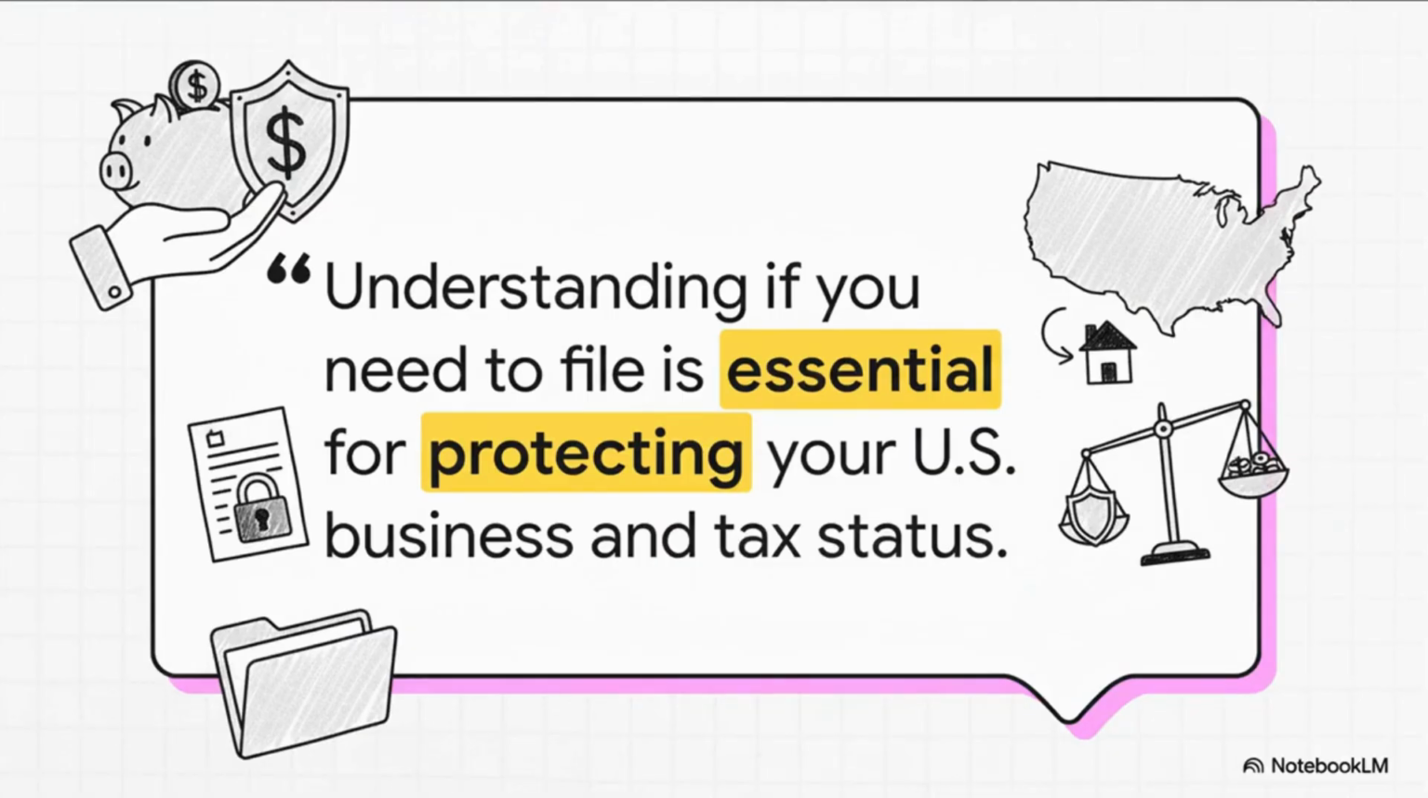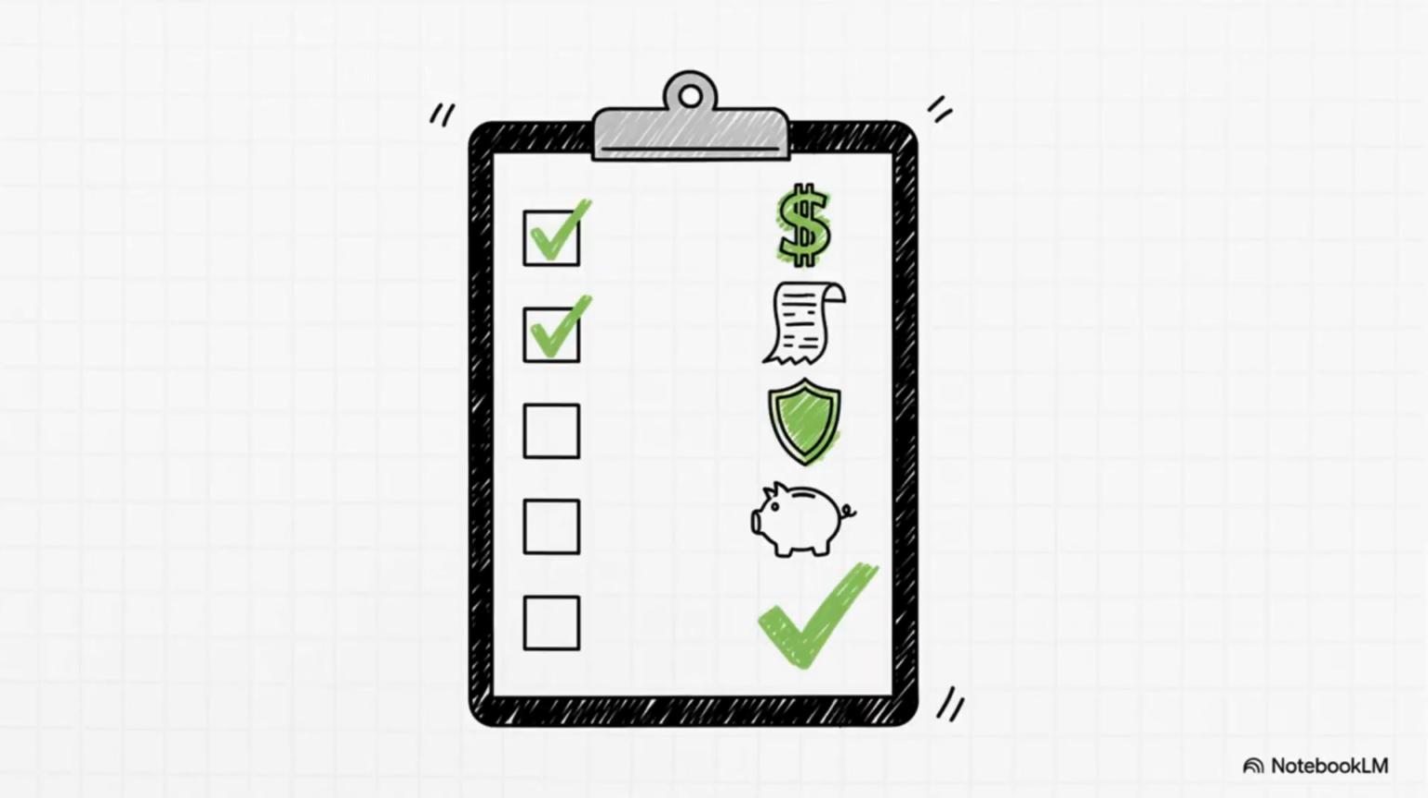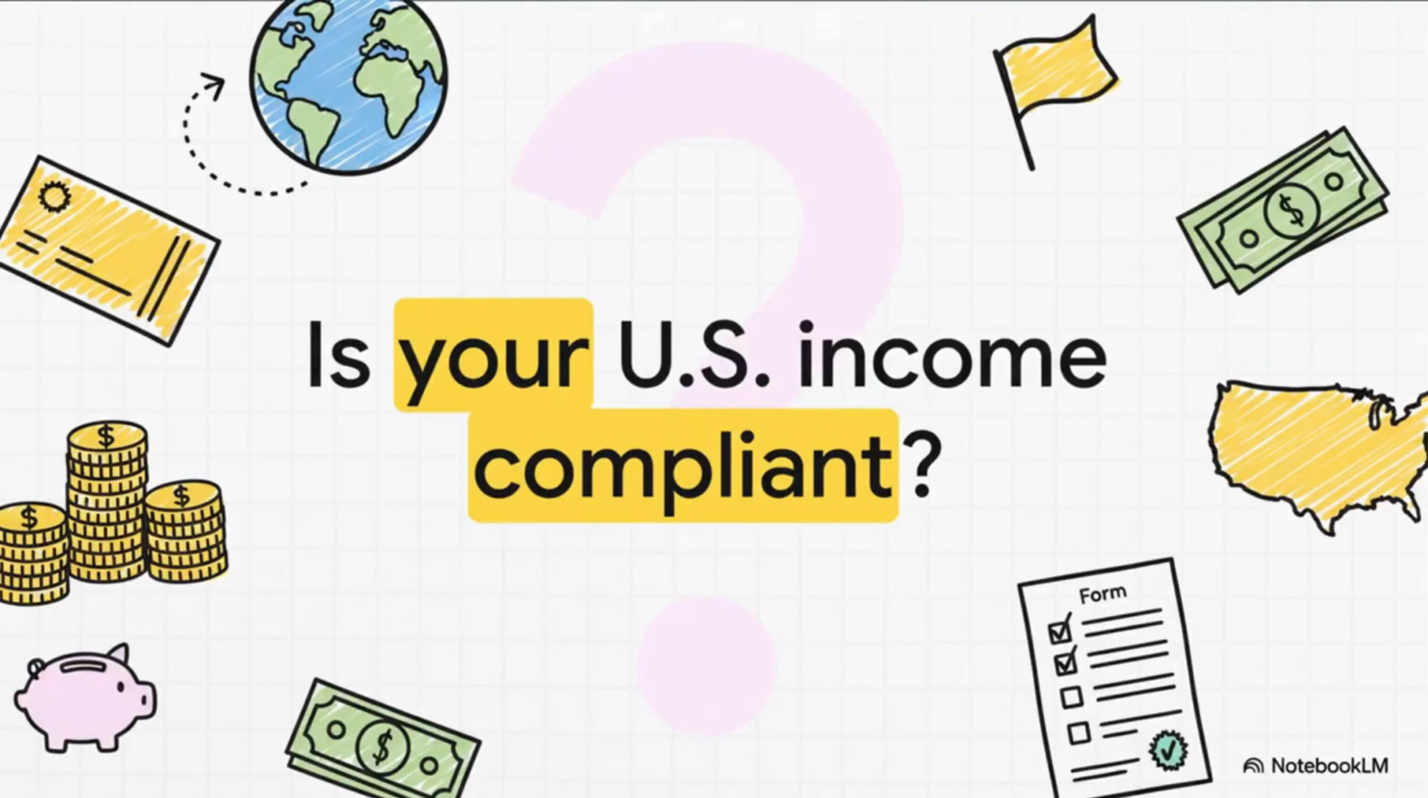Look, if you only remember one thing from our chat today, let it be this. Understanding whether you need to file is essential for protecting your U.S. business and tax status. Seriously, this is about way more than just numbers on a page. It's about protecting your financial future in the U.S. So, with all that in mind, here is your compliance checklist, your game plan for success. Use that 1040NR to report all your U.S. income, claim every deduction you're entitled to, apply those tax treaty benefits, get back any potential refunds, and the big one, stay fully compliant and in the clear. And that just leaves us with one final, very important question that only you can answer. Is your U.S. income compliant? Something to think about.